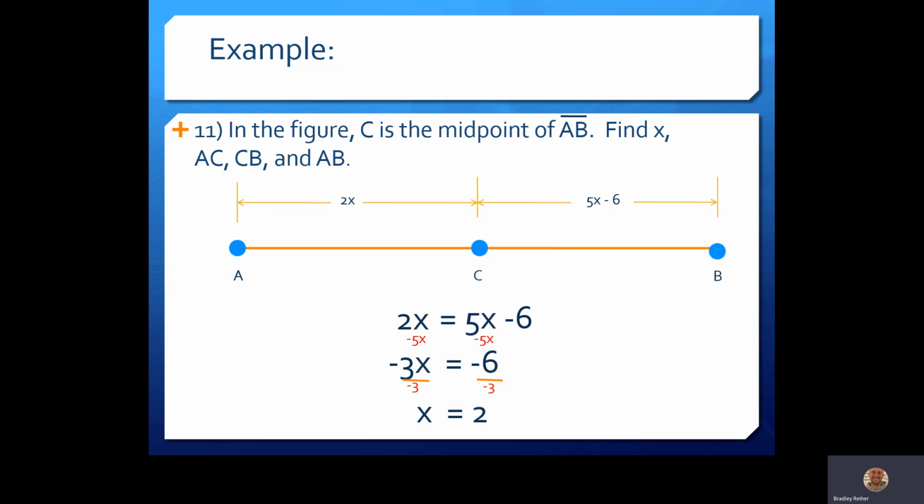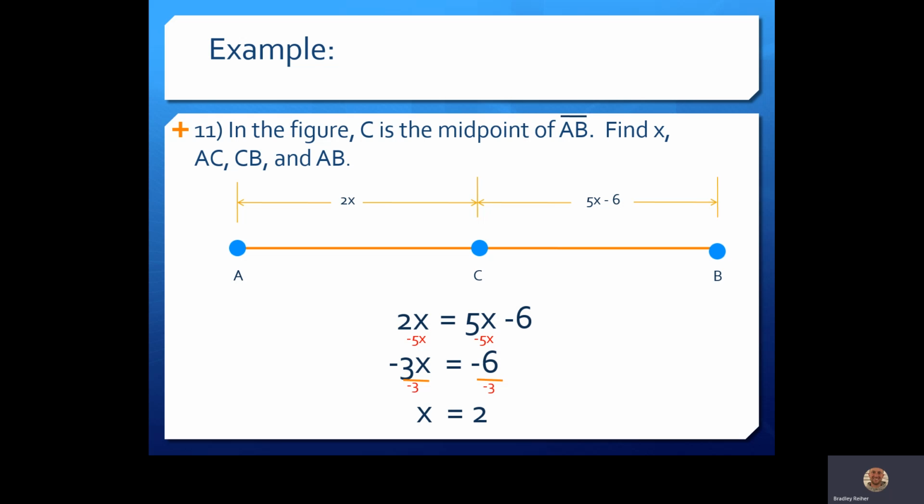So to solve for that missing value, we're going to set up an equation. That's why we studied equations in algebra, so we could do problems like this. Model this situation with an equation. A to C must be equal to C to B. So 2x must be the same thing as 5x minus 6. We don't know what those lengths are, but we know they have to be equal.